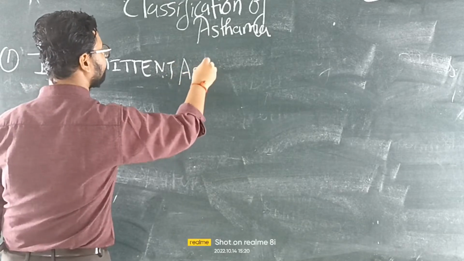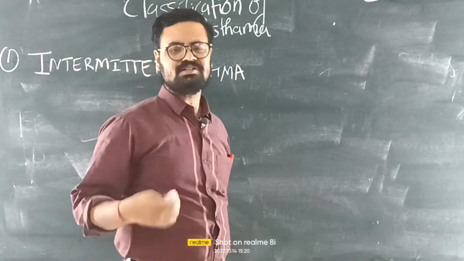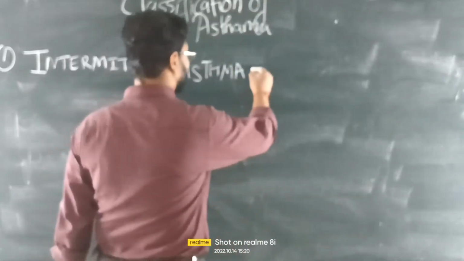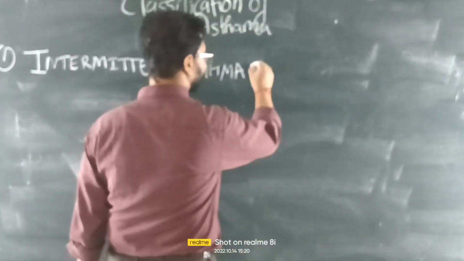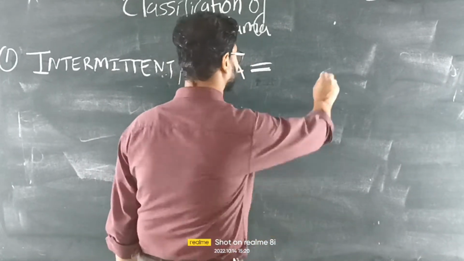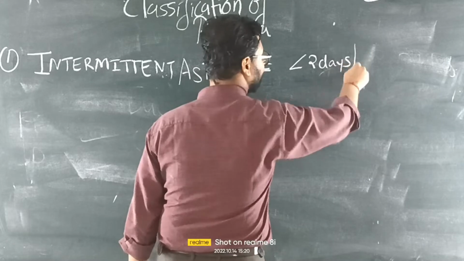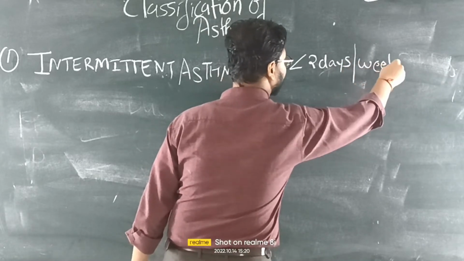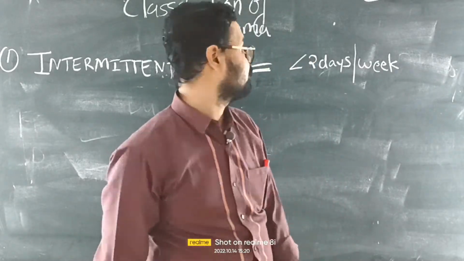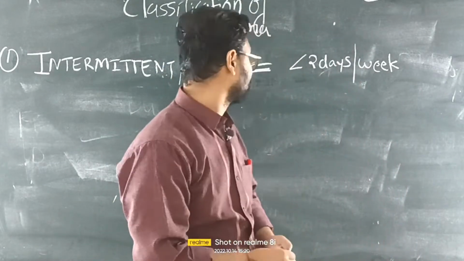What is intermittent asthma? The episodes of asthma come intermittently, meaning not generally but sometimes, in rare cases. How will it be classified? If the signs and symptoms occur less than 2 days in a week, then this asthma is termed as intermittent asthma.